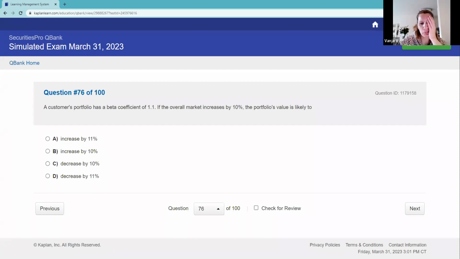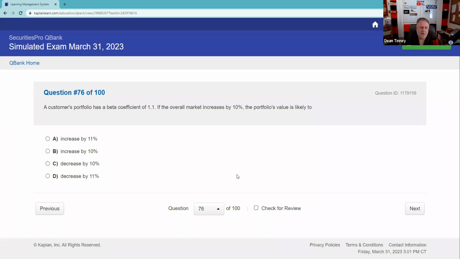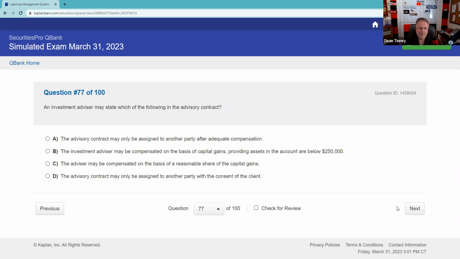So increased by 11%. Yeah, I love how you went there. You don't even have to do the math. You were right on track. You said, okay, well, it's not decreasing, it's increasing, and one would be 10, so it's got to be that. Boom. Excellent. An investment advisor may state which of the following in the investment advisory contract.